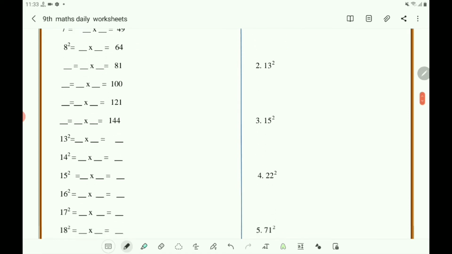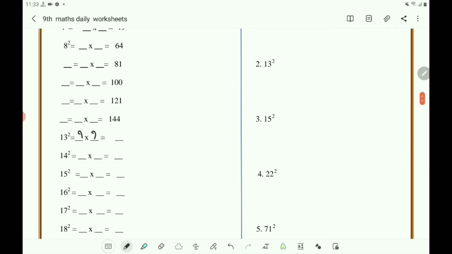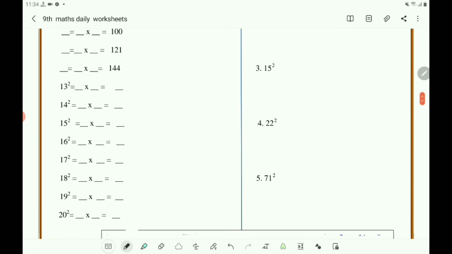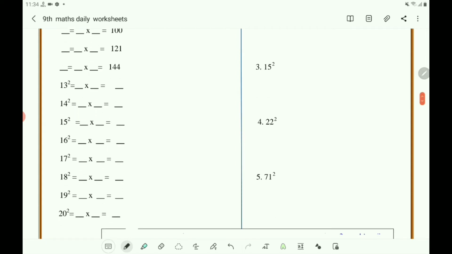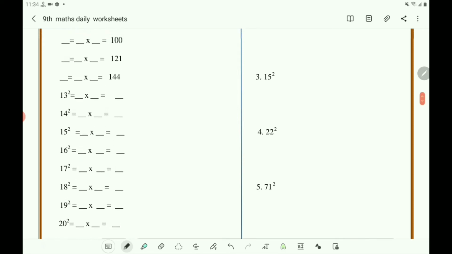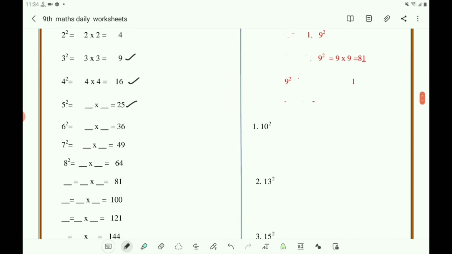Next, 13 square equals, fill the blanks here. You know that 13 square is 13 into 13, that is 169. Up to 20 square you write. 13 square equals, 14 square equals, 15 square equals, 16 square equals, 17 square equals, 18 square equals, 19 square equals, 20 square equals. Fill all the blanks and come to this side.